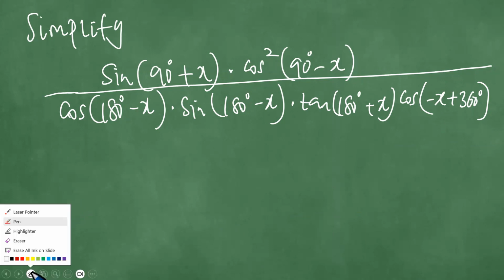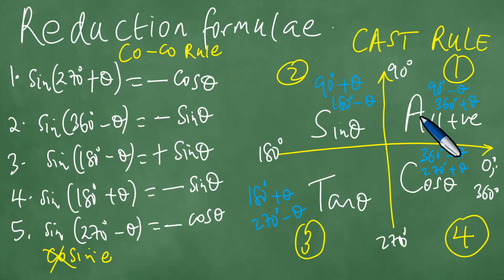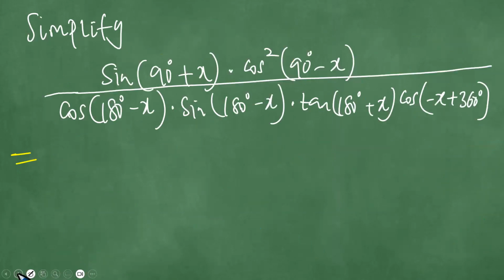Right, let us simplify this, and the answer is going to be in yellow. In which quadrant is 90 plus x? 90 plus theta is in the second quadrant, and only the sine is positive in the second quadrant. So the answer is going to be positive. But what are we going to write? Because now the co-rule applies here, where you have the sine of 90 plus x. What is the answer to this?